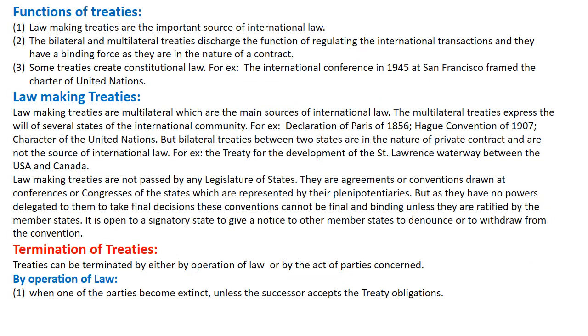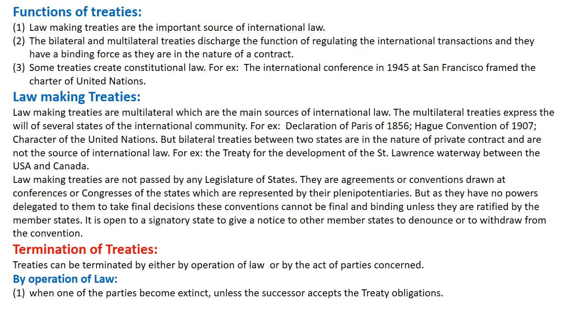So, what are the functions of these treaties? Treaties are nothing but agreements which have a binding nature. Law-making treaties are an important source of international law. Bilateral and multilateral treaties discharge the function of regulating international transactions, and they have binding force as they are in the nature of a contract. Some treaties create constitutional law. For example, the International Conference in 1945 at San Francisco framed the Charter of the United Nations.